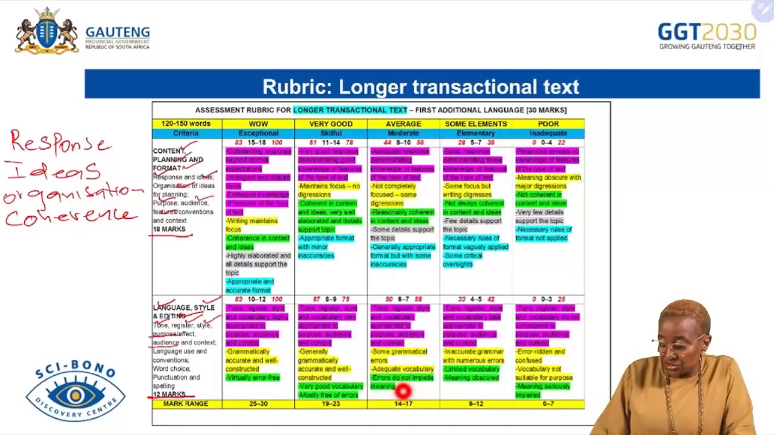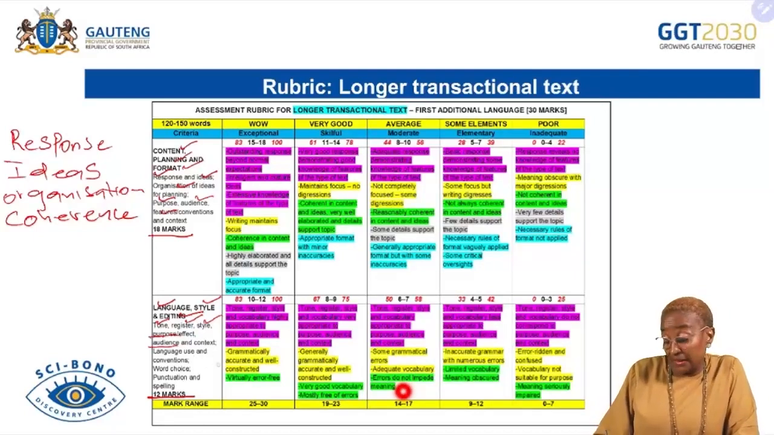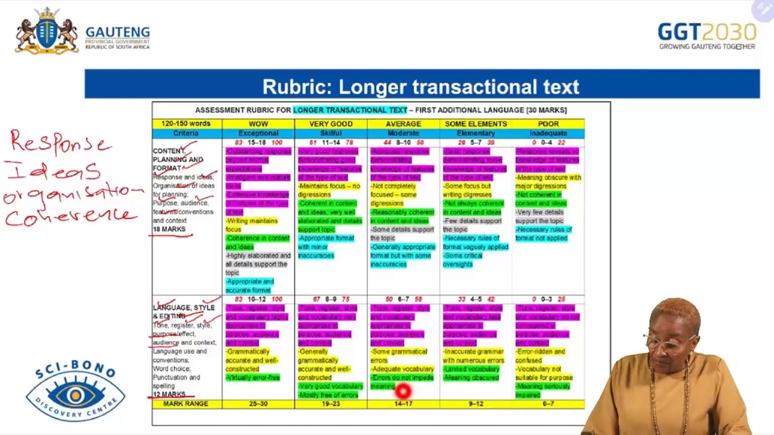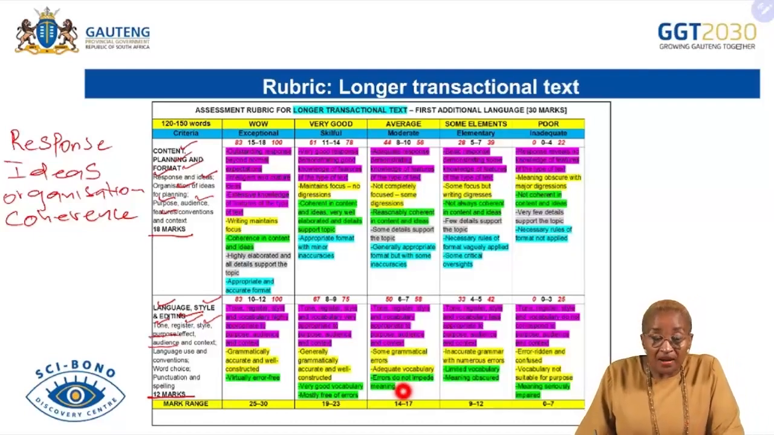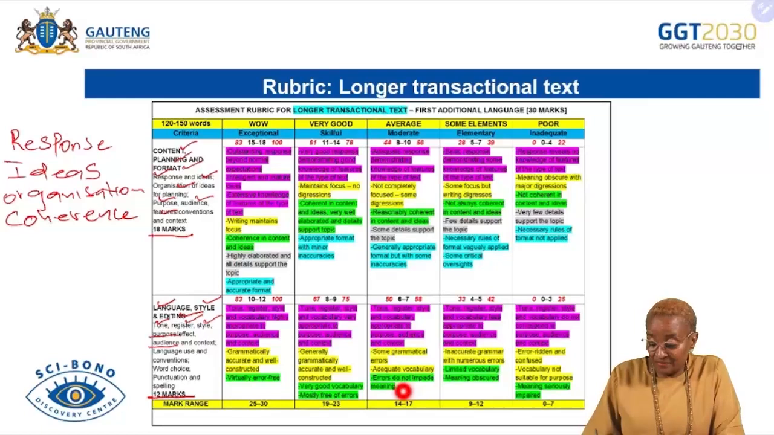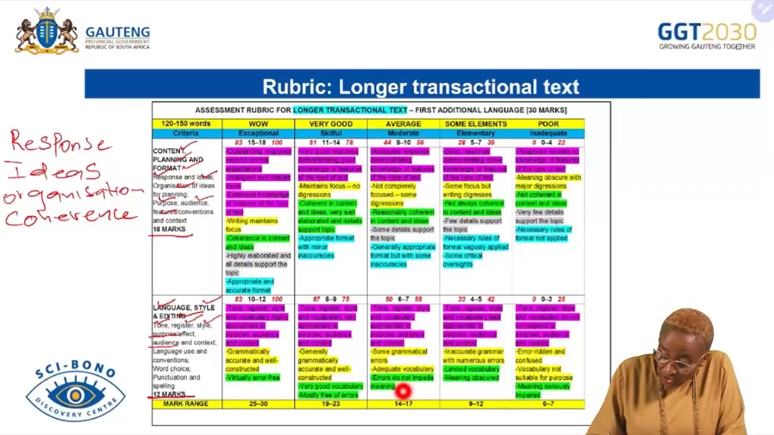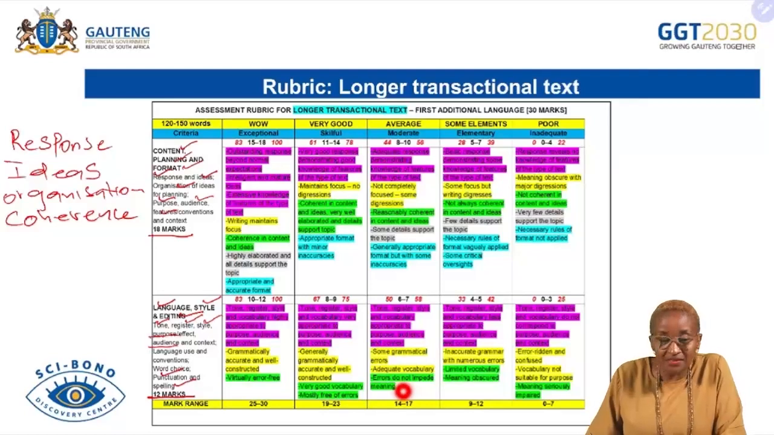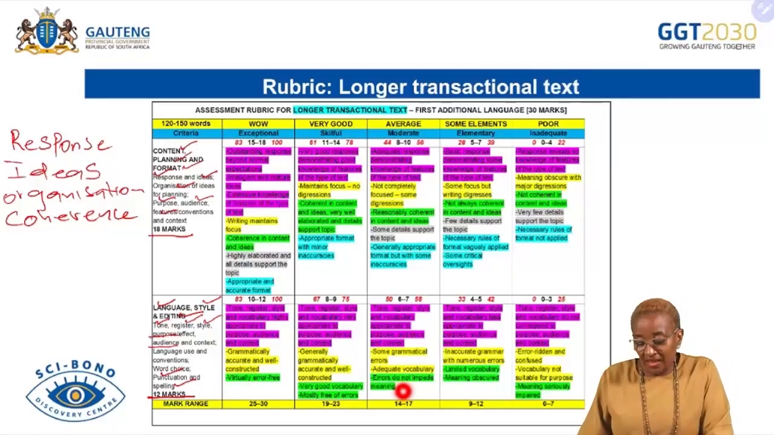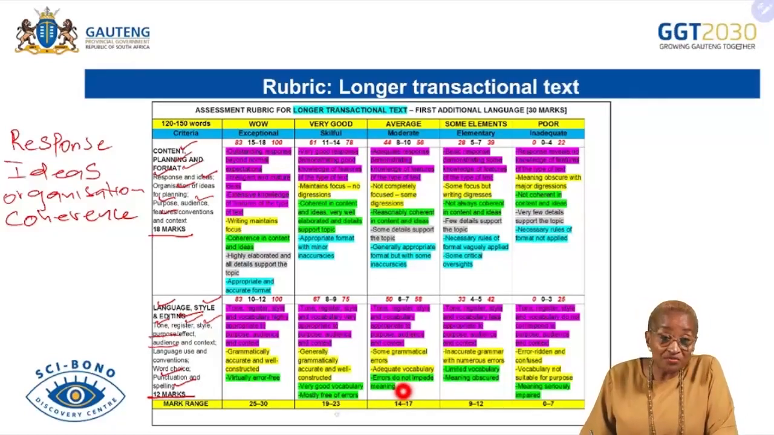What you also need to take note of in this criterion is that we also look at the language use. It is very, very important that the grammar, the sentence construction, it is appropriate. Should be well punctuated and your words correctly spelled. So all of these, they inform the language, the style, and the editing.